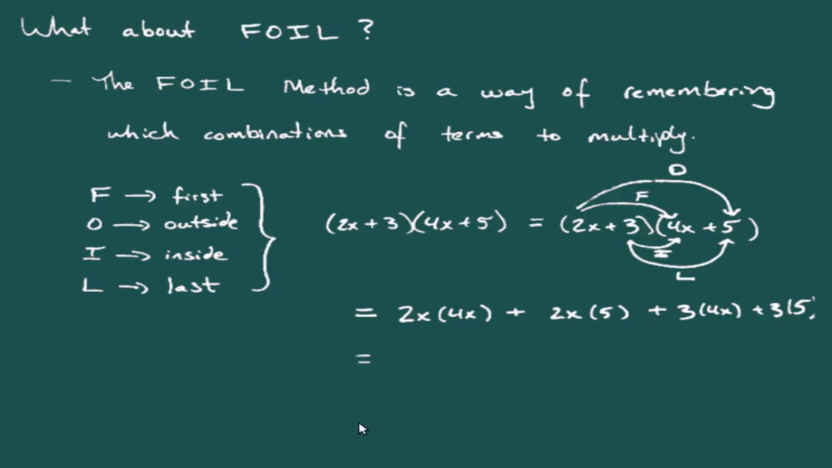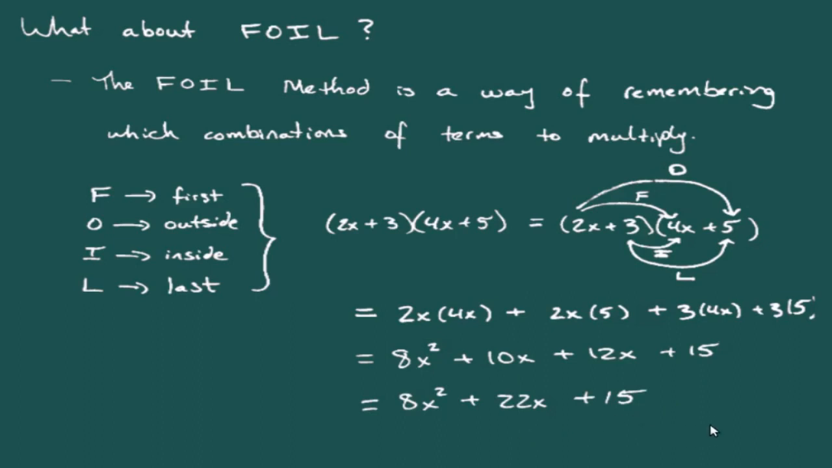Still multiplying coefficients, adding exponents. We get 2 times 4 is 8. X times x gives us x squared. Plus 2 times 5 gives us 10 times x. Plus 3 times 4 gives us 12 times x. Plus the 3 times 5 gives us our 15. Again, combining the 10x and the 12x as like terms, we have 8x squared plus 22x plus 15.